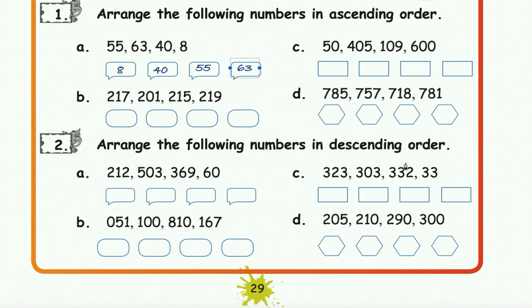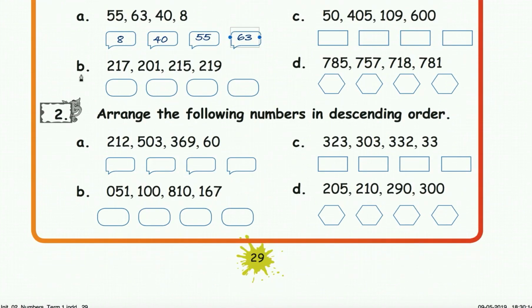Arrange the following numbers in descending order. I will do it only for A. Which one is greater? 503 is greater. Let's put it in the first box. Then 369. That comes in the second box.